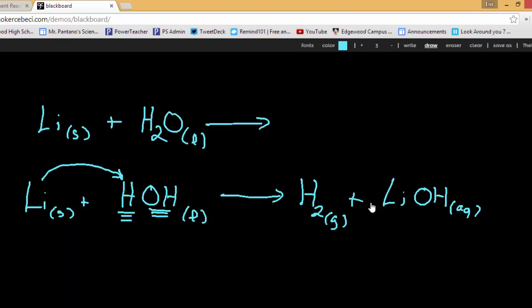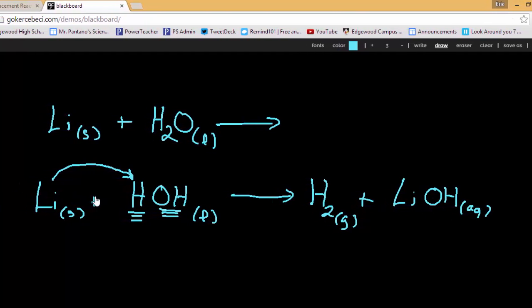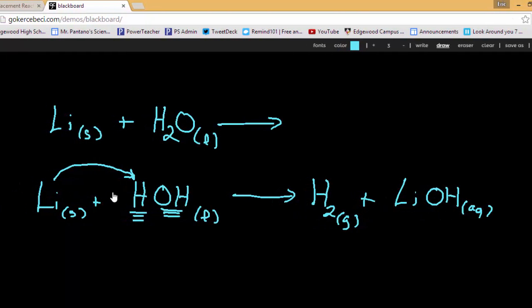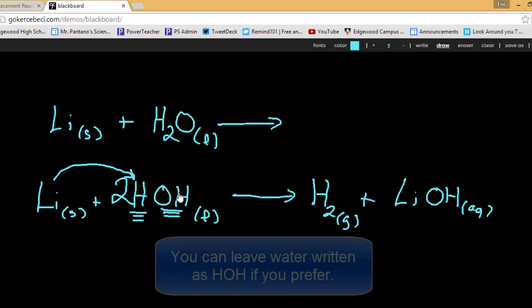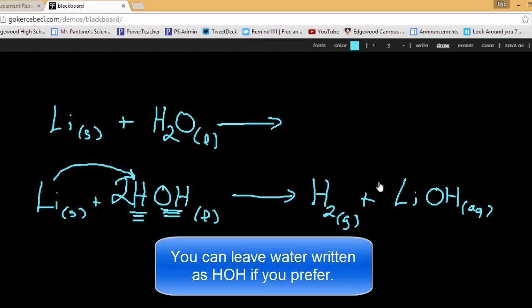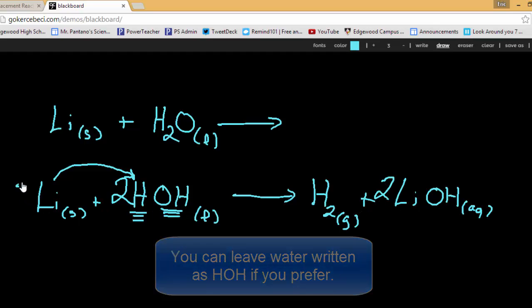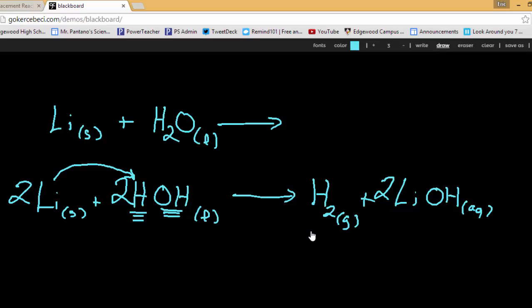Now, this is not balanced. I need to go ahead and balance this. But I have one hydroxide here, one hydroxide here. I have one lithium here, one lithium here. I have 2 hydrogens here, but only 1 here. So I'm going to put a 2 in front of the HOH. That gives me 2 hydrogens. There they are. That also gives me 2 hydroxides, which I only have 1 here. So I need to put a 2 there to get my 2 hydroxides, and I need to put a 2 in front of the lithium to get my 2 lithiums.